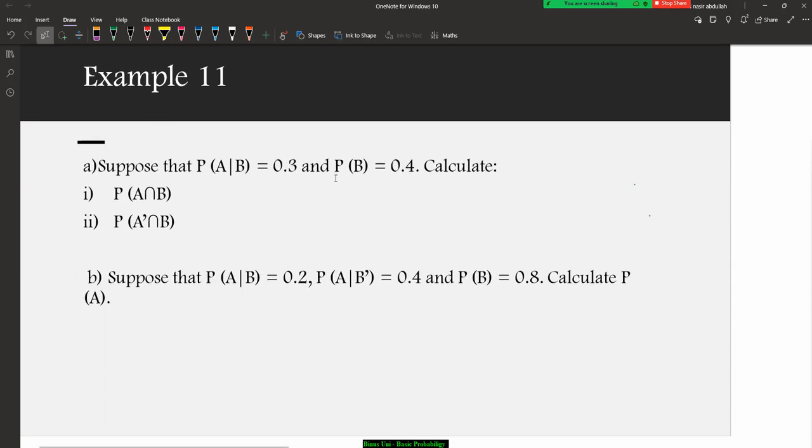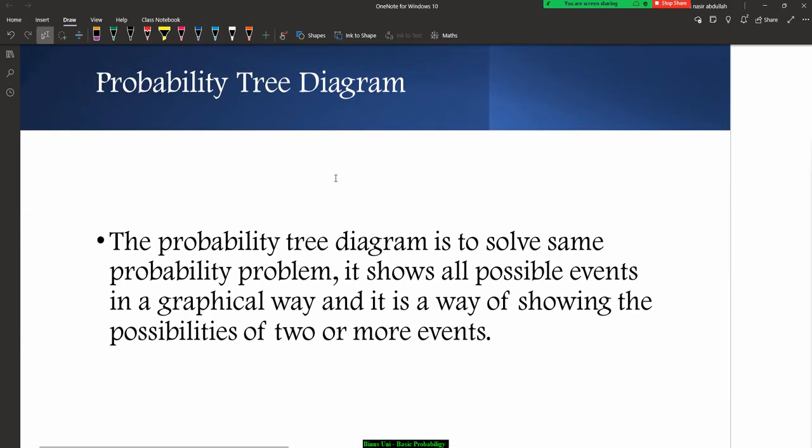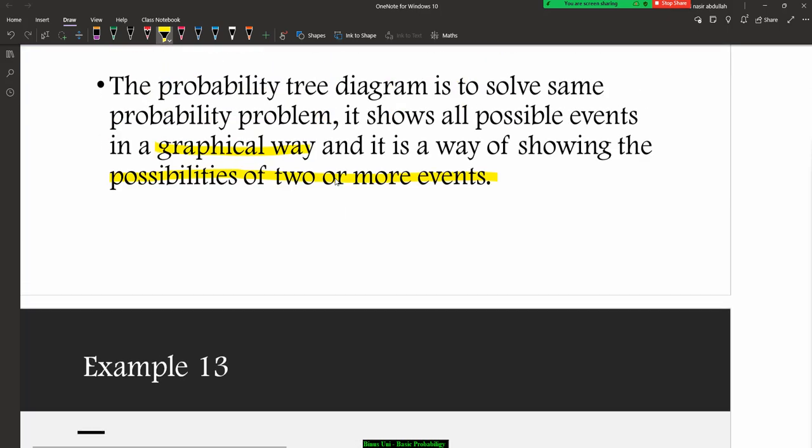So now let's look at the probability tree diagram. A probability tree diagram is a diagram we use to represent, instead of only knowing the numbers, the conditional probability and so on. So we try to illustrate it in a tree diagram, right? The probability tree diagram is used to solve the same probability problems. It shows all possible events in a graphical way, and it is a way of showing the possibilities of two or more events, right?